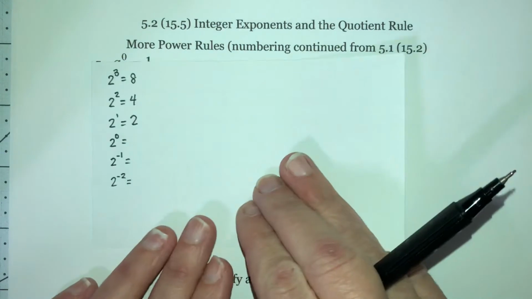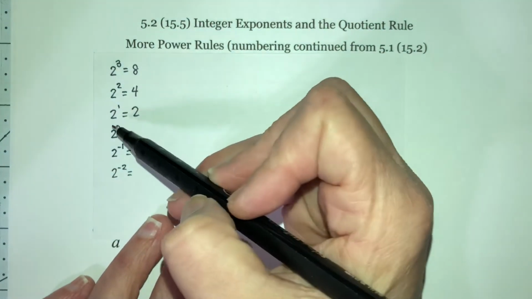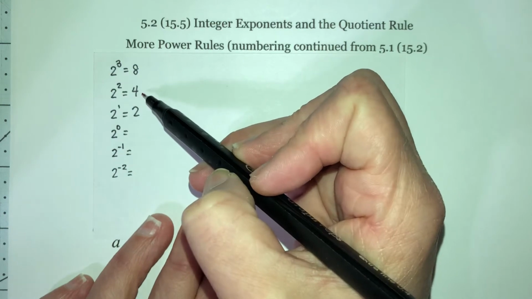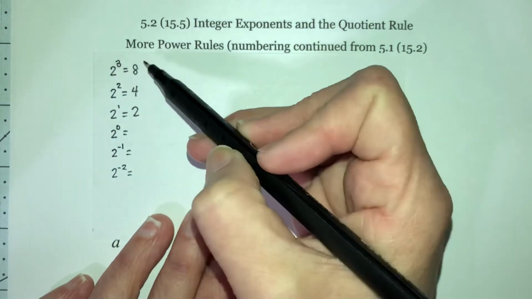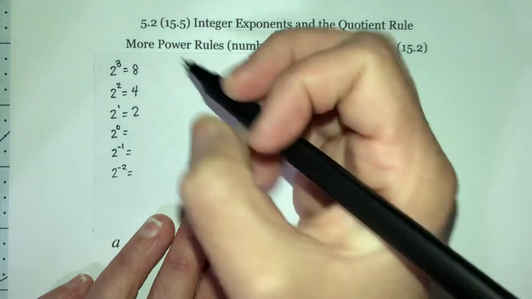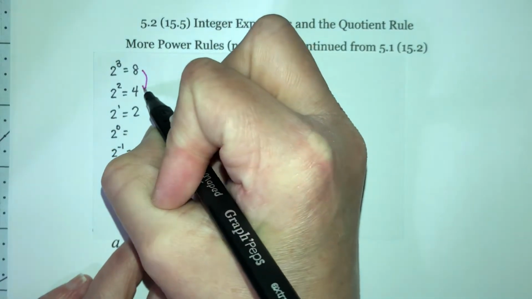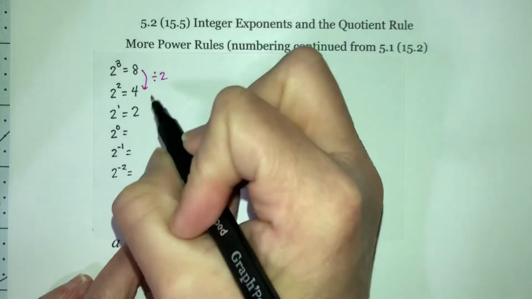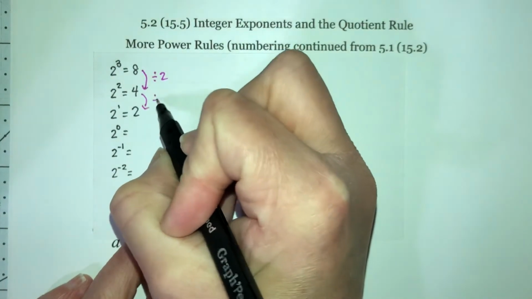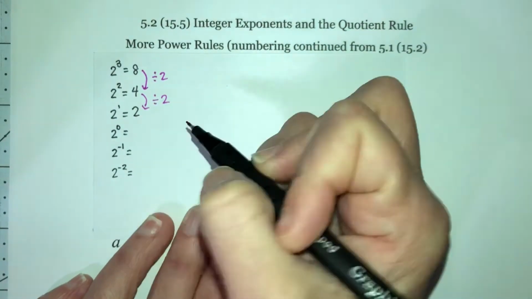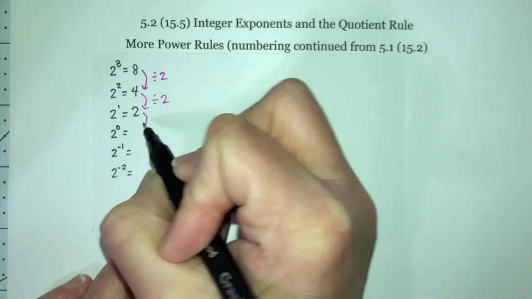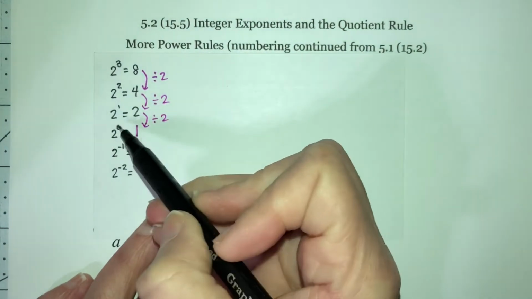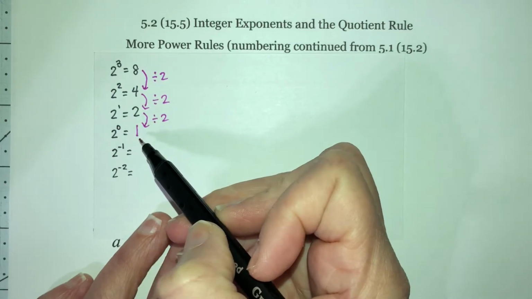Let's look at this pattern right here. We know 2 to the first power is 2. 2 squared is 4. If you multiply it again by a 2, you get 8. 2 to the third power is 8. Let's look at this in reverse. If I go from here to here, I divide by 2, right? 8 divided by 2 is 4. And then if I divide by 2 again, I get 2. And then if I take 2 and divide that by 2, I get a 1. 2 to the 0 power is 1.